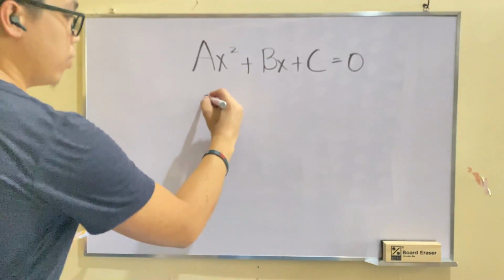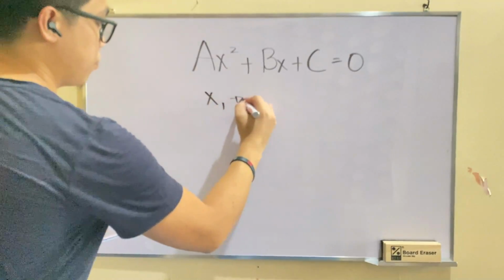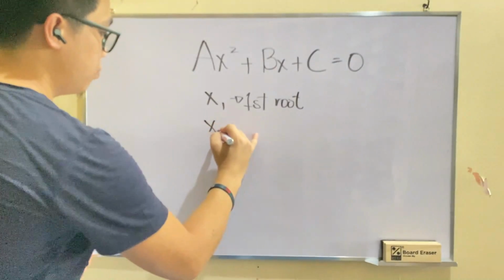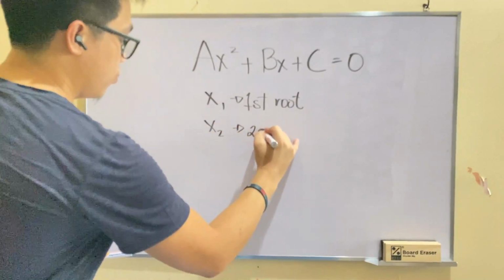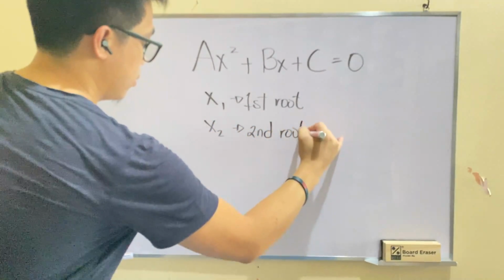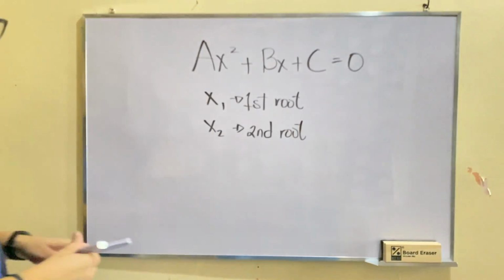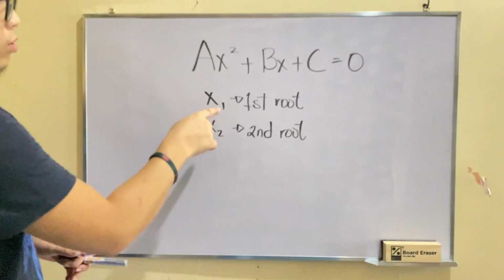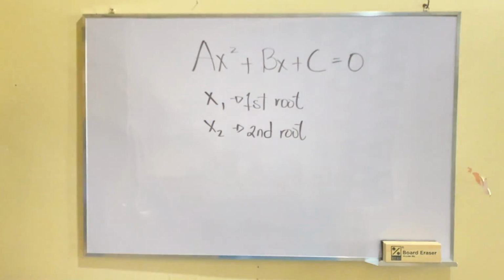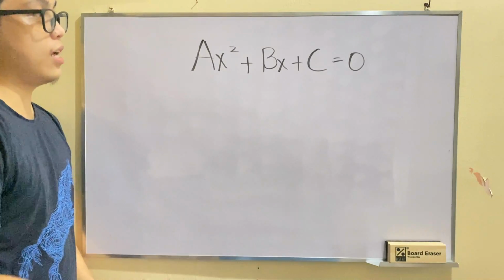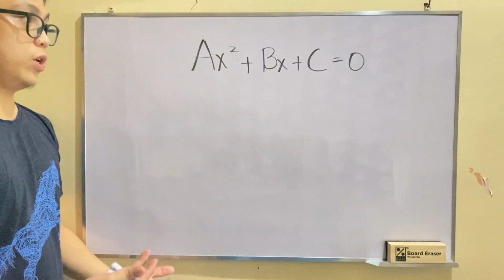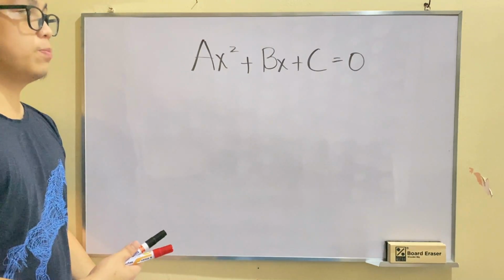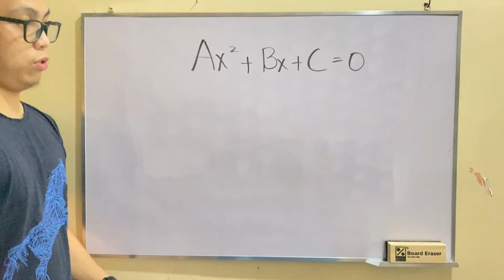So, maaari tayong makakuha ng x sub 1, which is the first root, and x sub 2, which is the second root. So, tandaan, pag the highest exponent of an equation is 2, dalawang roots ang maaari nating makuha. Okay guys, so familiar na tayo sa general form ng isang quadratic equation. And also, alam natin na kapag quadratic equation, there must be maximum of 2 roots.